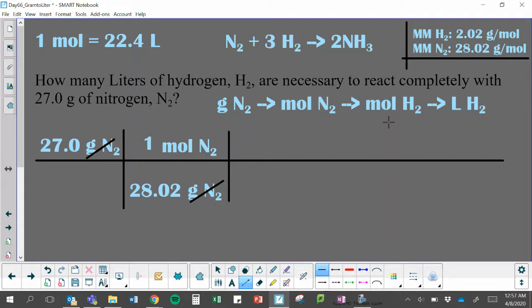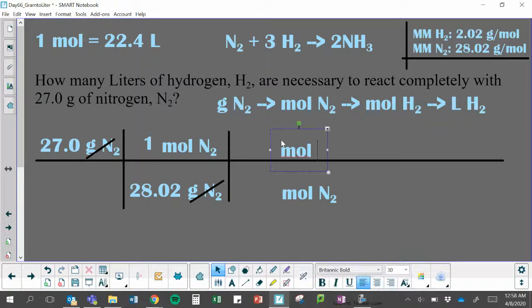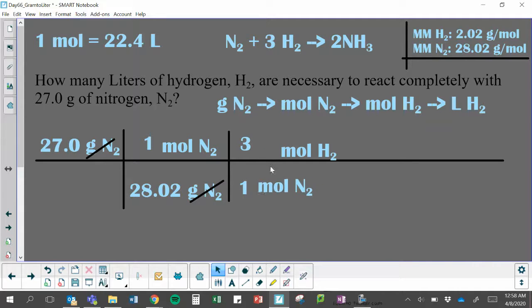Now to convert to our next one, we want to convert to moles of H2. So we'll put our units first. And if we have moles over moles, we're using our equation. So we look for N2. It has no coefficient in front, so we're going to put a 1. And our H2 has a 3 in front. So for every 1 mole of N2 and 3 moles of H2, we're going to make 2 moles of NH3.